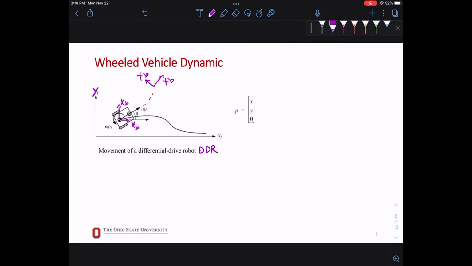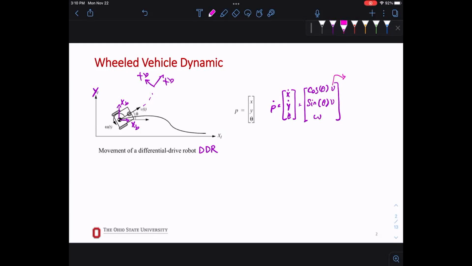Now, if the position is x, y, theta, what's the velocity? We are trying to find the kinematics. So P dot would be x dot, y dot, theta dot, right? So I can write x dot is cosine theta times v, y dot is sine theta times v, and theta dot is omega. Now let's see what they are.